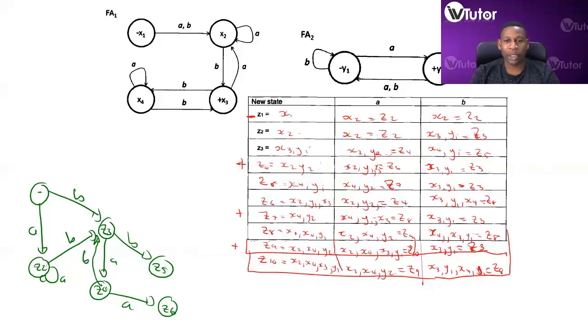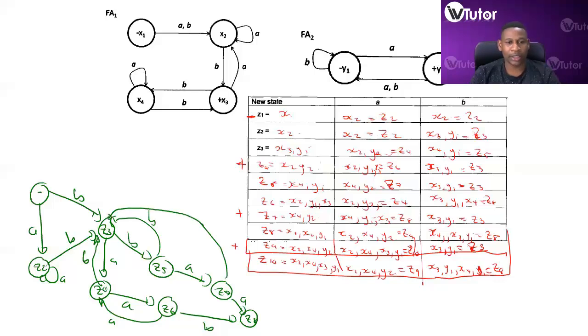If you're in Z5 and you encounter an A, you go to Z7. If you're in Z5 and you encounter B, you go back to Z3. If you are in Z6 and you encounter A, you go to Z4. And then if you are in Z6 and you encounter B, you go to Z8. Then if you're in Z7 and you encounter A, you go to Z8. If you are in Z7 and you encounter B, you go to Z3.